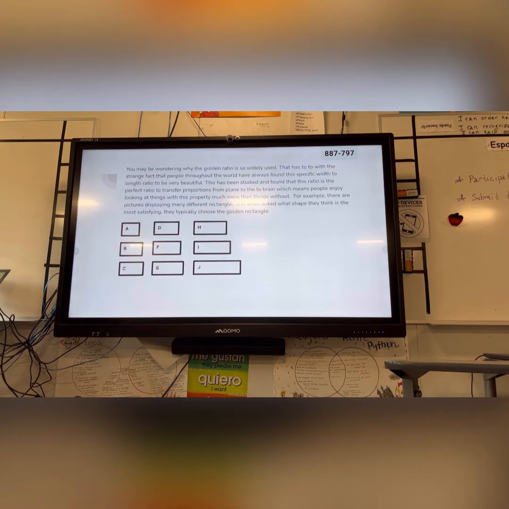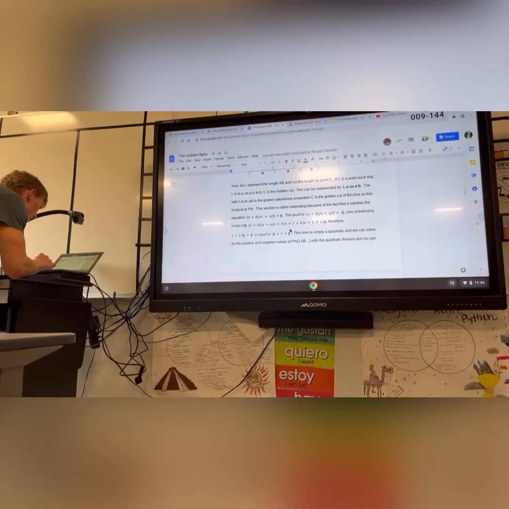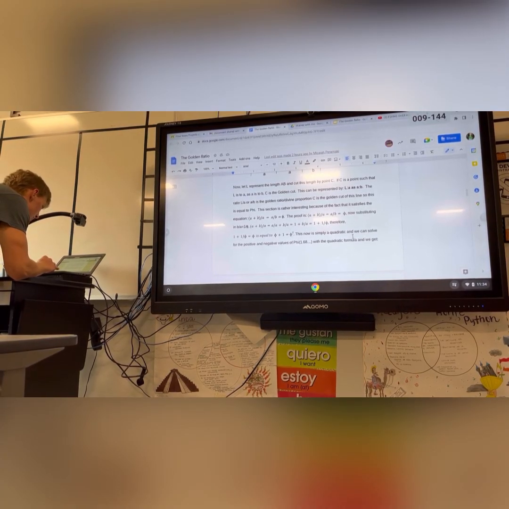You may be wondering why the golden ratio is so widely used in art. That has to do with the strange fact that people throughout the world have always found this specific width to length ratio to be very beautiful. This has been studied and found that this ratio is a perfect ratio to transfer proportions from the plane to the brain, which means people enjoy looking at things with this property much more than things without it. For example, there are pictures displaying many different rectangles, and when asked what shape they think is the most satisfying, they typically choose the golden rectangle, which I believe is this one right here, or B. I guess for lack of time, we can't really go too into depth in here.